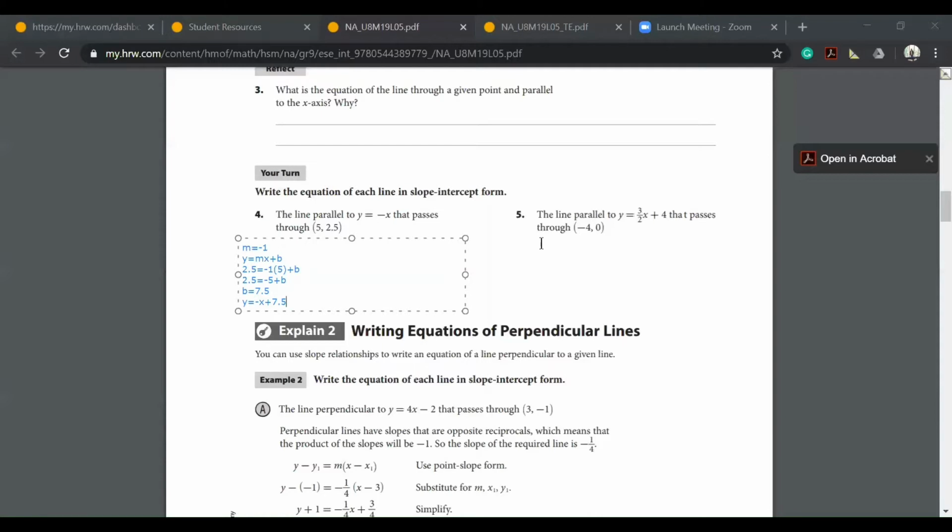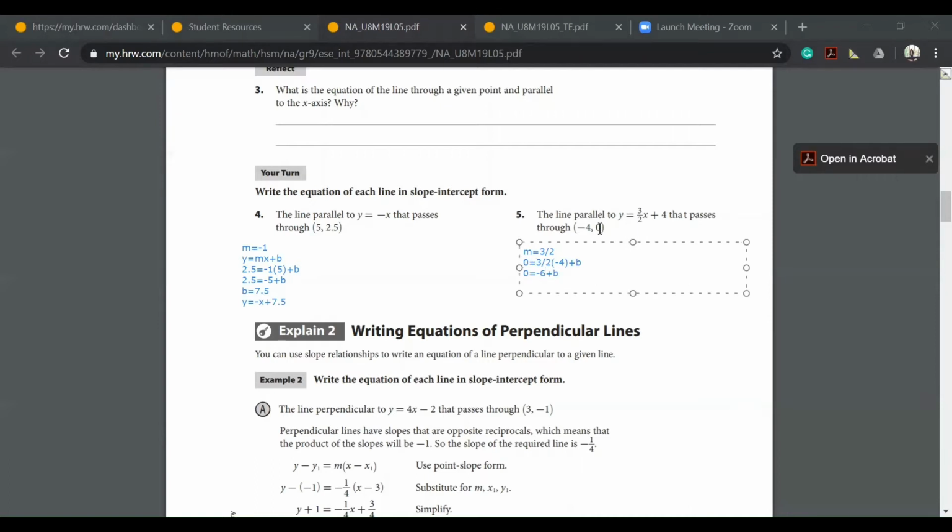Okay, let's see question 5. Again, the line is parallel to this line here. So m right away will be the same, 3 over 2. And then using the formula, use this point to substitute. So 0 will be equal to 3 over 2 multiply negative 4 plus b. 3 over 2 multiply negative 4 is negative 6. So 0 will be equal to negative 6 plus b.